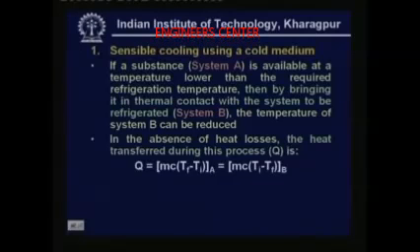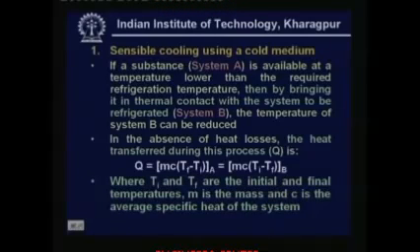And from this equation, if you know the thermal capacities of the building and cold water and their initial temperatures, and if I assume that the complete system, that means the building and the cold water, attain an equilibrium, then you can find out the final equilibrium temperature. As I said, in this equation, Ti and Tf are the initial and final temperatures, m is the mass and c is the average specific heat of the system. So this is one simple way of producing low temperatures using a cold medium.